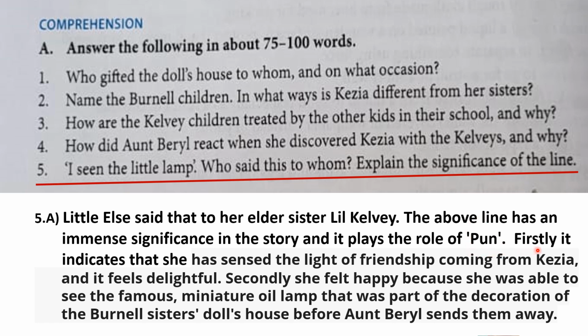Here, firstly, it indicates that she has sensed the light of friendship coming from Kezia and it feels delightful. Secondly, she felt happy because she was able to see the famous miniature oil lamp that was part of the decoration of the Burnell sisters' doll's house before Aunt Beryl sends them away. So these are the short answers, students. Now we'll move on to essay type questions.